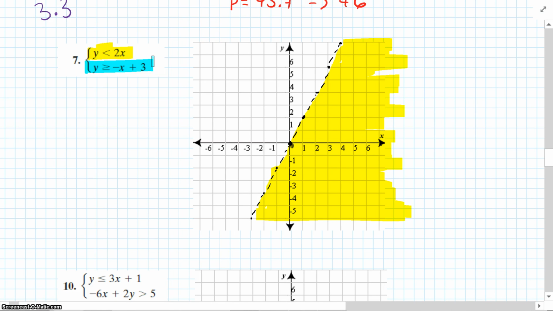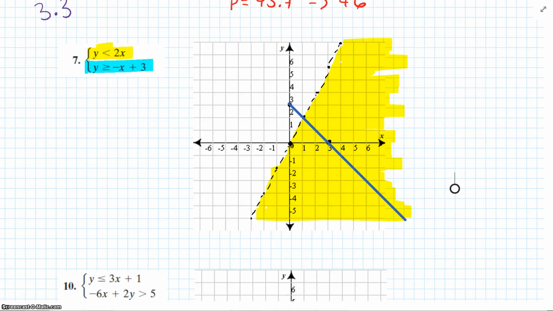Y is greater than or equal to negative x plus 3. So I have a y-intercept of 3 and a negative 1 slope. Okay, that's a solid line, so I can use my little line tool. And it says y is greater than, so we need to shade above it.